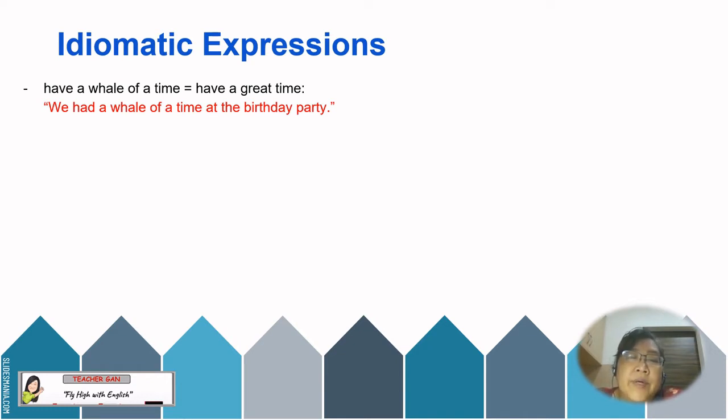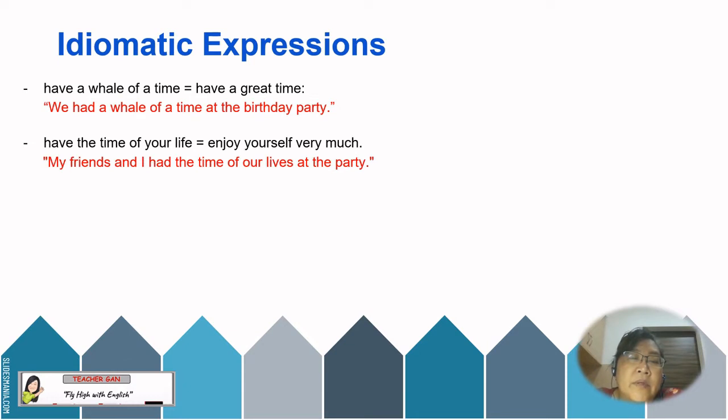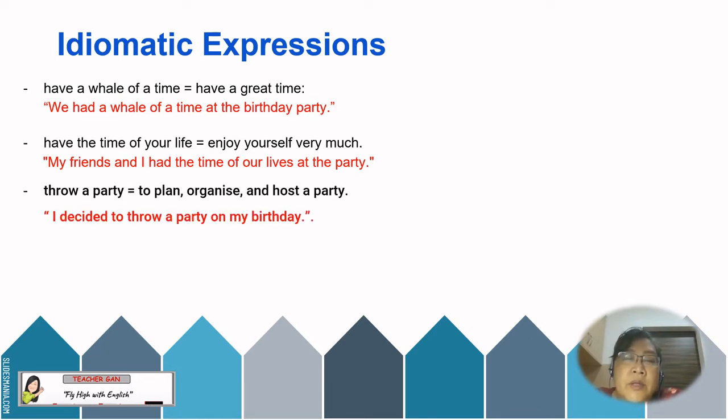It means to have a great time. So you can write sentences like, we had a whale of a time at the birthday party. Number 2, have the time of your life. Enjoy yourself very much. So for example, my friends and I had the time of our lives at the party. Number 3, throw a party. To plan, organize, and host a party. I decided to throw a party on my birthday.